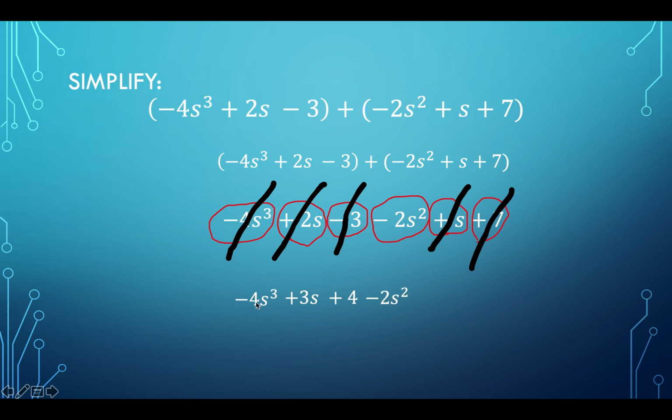And now I've got to double check, is this in standard form? No, because we have minus 4s cubed plus 3s, and then at the end I have minus 2s squared. So I just have to rearrange it to make sure it's in standard form. When I do that, we're left with negative 4s cubed minus 2s squared plus 3s plus 4. Now this is your final answer.